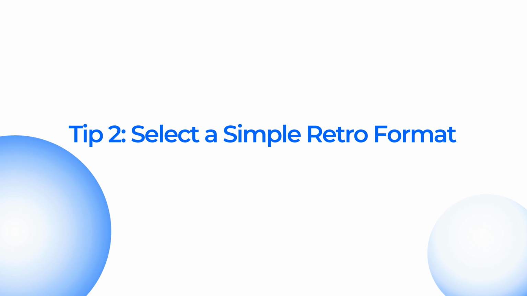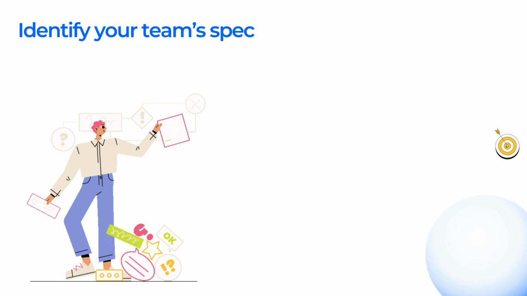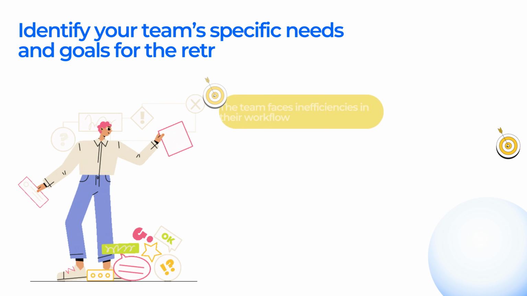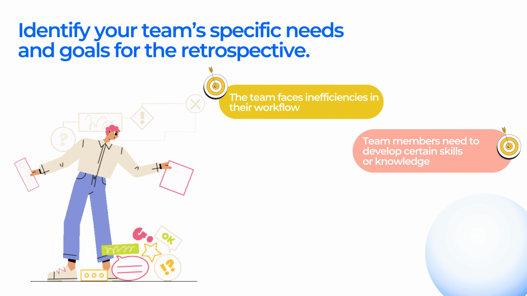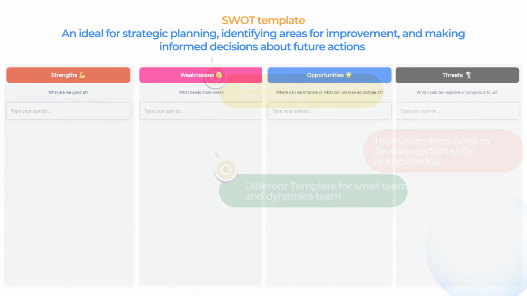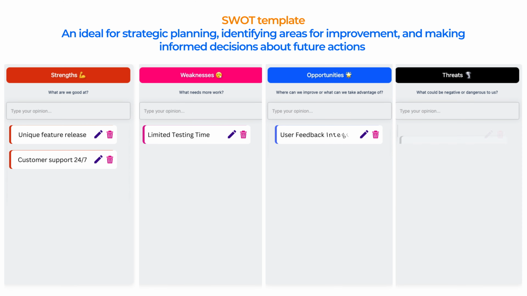Tip 2. Select a simple retro format. Each template aligns with your team's specific goals. It's essential to identify your team's needs and objectives for the retrospective. Some teams may struggle with workflow inefficiencies, while others need to focus on skill development or managing team size and dynamics. SWOT template. It's ideal for strategic planning, identifying areas for improvement, and making informed decisions about future actions.